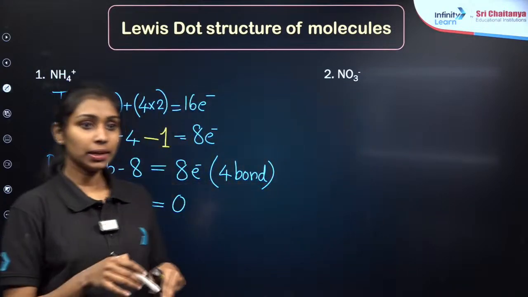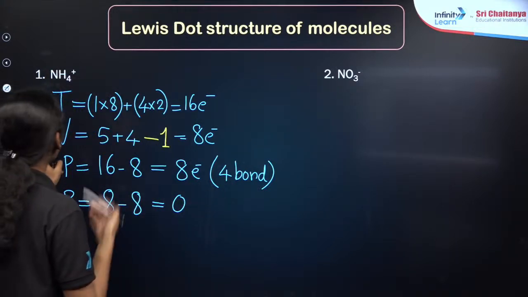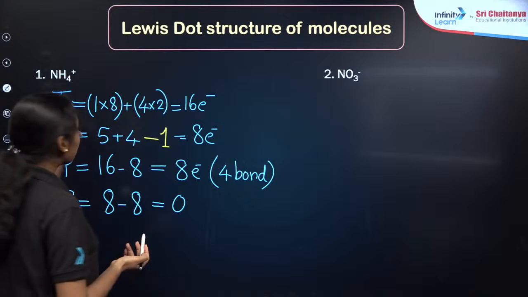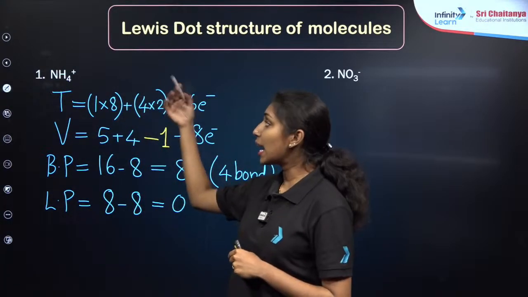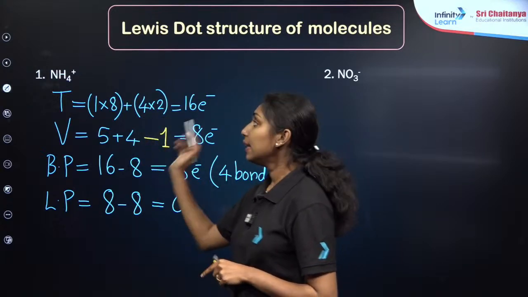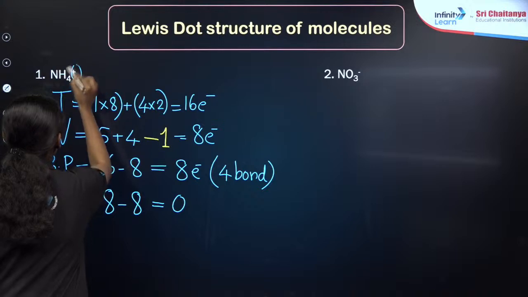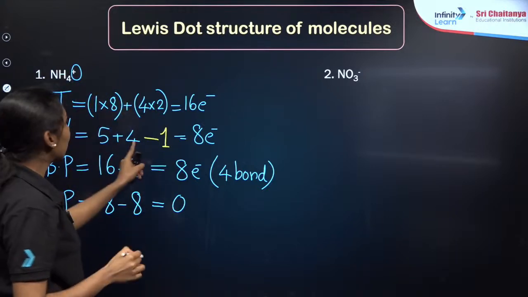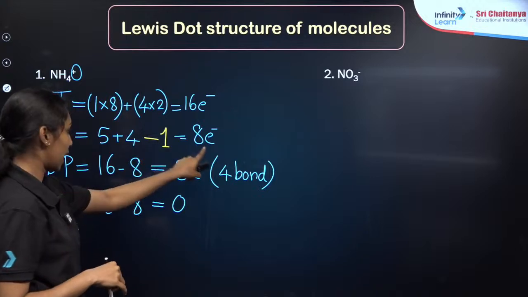Now the second step is that you have to find out the total valence electrons. In the case of nitrogen, it contains 5 valence electrons, right? For hydrogen, it is 1 valence electron. For 4 hydrogens, it is 4 valence electrons. Then the point you have to note is that if there is any charge over it, if it is a positive charge, you have to take the difference. So I am taking here 5 plus 4 minus 1 is equal to 8.